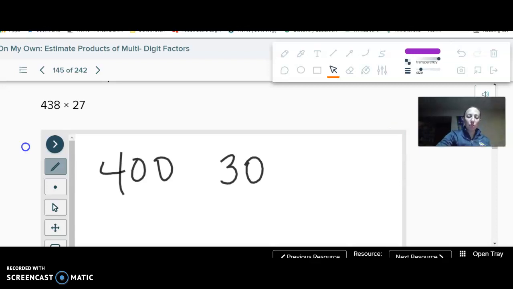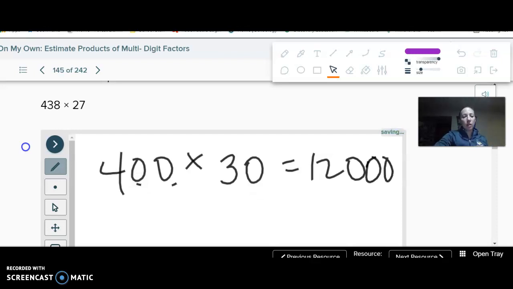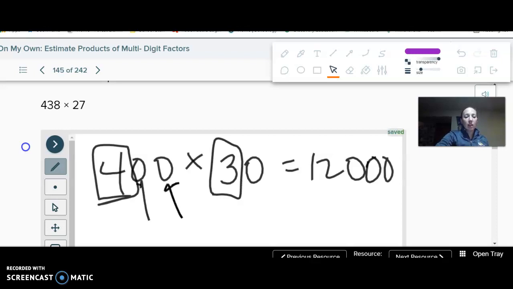Because that 3 tells my 4 to stay the same. The 7 tells my 2 to go up to a 3. 4 times 3 is 12. 1, 2, 3 zeros. Just multiplying this number times this number and adding on that many zeros. All right, let me know if you need help, and good luck.